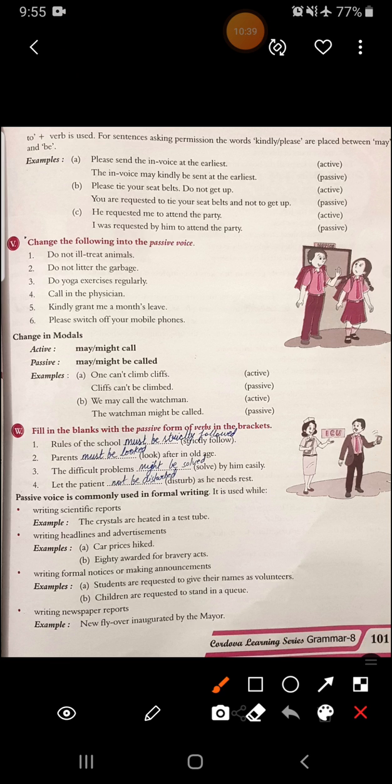See how modals are changed. May, might, can change to may, might, be, caught. Like one can't climb cliffs. Cliffs can't be climbed. We may call the watchman. The watchman might be called.